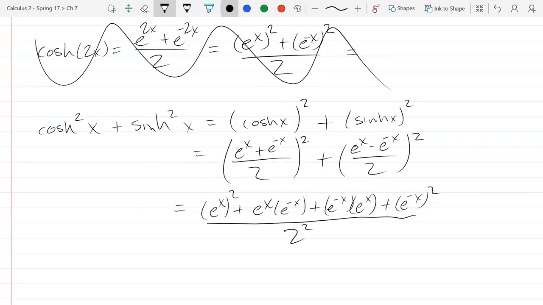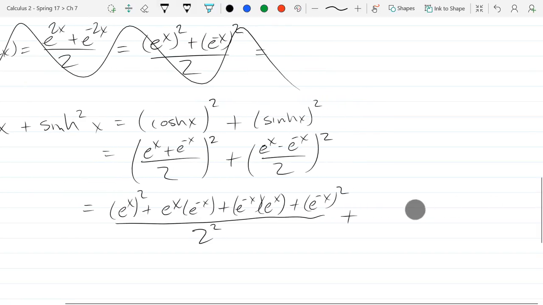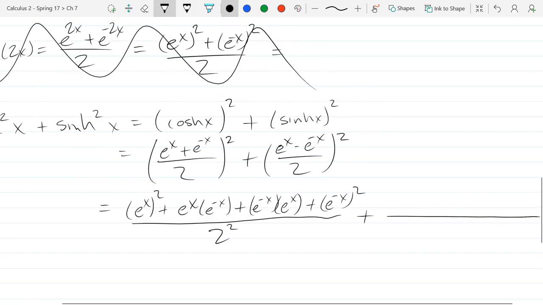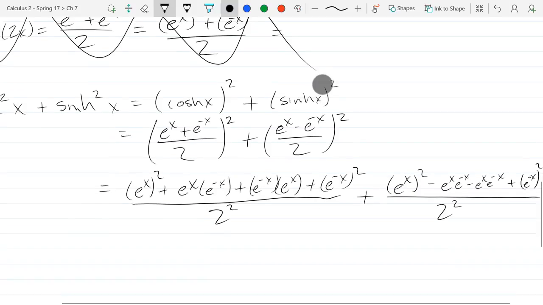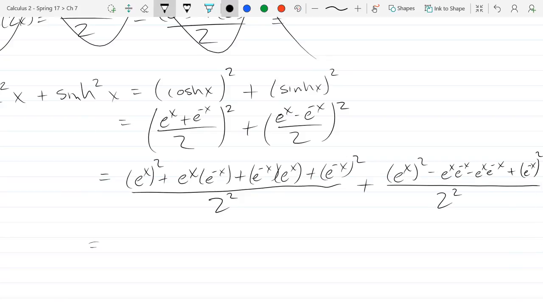And we'll foil out the second term, plus, and we have a lot less room. It's going to look really similar. The only difference is the inside-outside terms have a minus on them. That's the only difference. So we get e to the x squared minus ex, e minus x, minus ex, e minus x, plus e minus x squared over 2 squared. So everything is over 4.